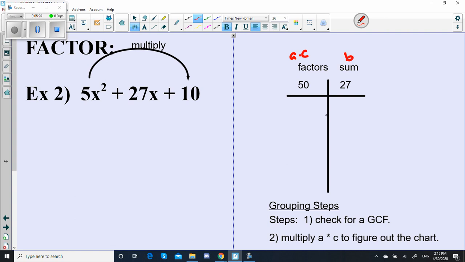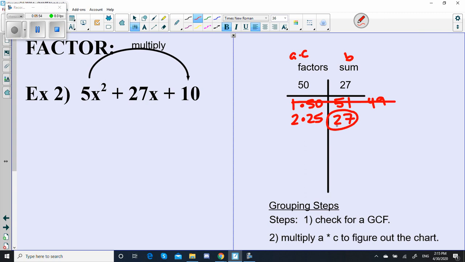All right, so let's start listing them. So 1 times 50 multiplies to 50 but adds to 51. It subtracts to 49, 50 minus 1. So that's not it. Let's try 2 times 25. See, that adds to 27. That's it, isn't it? 2 plus 25 is 27. So that's it because of the 27.